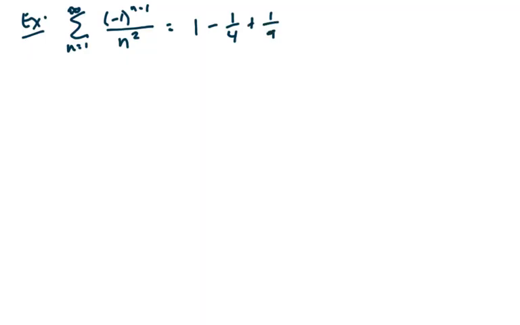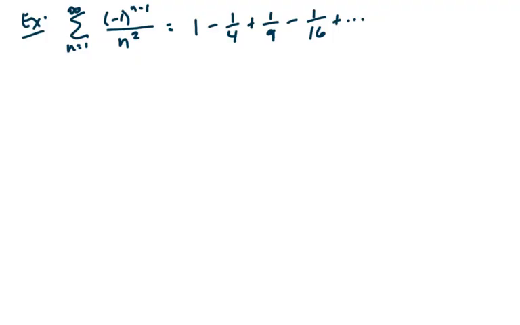The example says the sum from n equals 1 to infinity, and we have the alternating series, negative 1 to the n minus 1 power over n squared. Now these terms are 1, and if you put in 2, you have a negative 1 over 4. If we put in 3, we have a positive 1 over 9. If we put in 4, we have negative 1 over 16, and so forth.